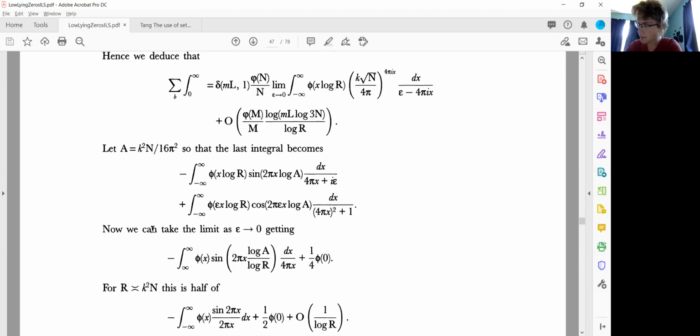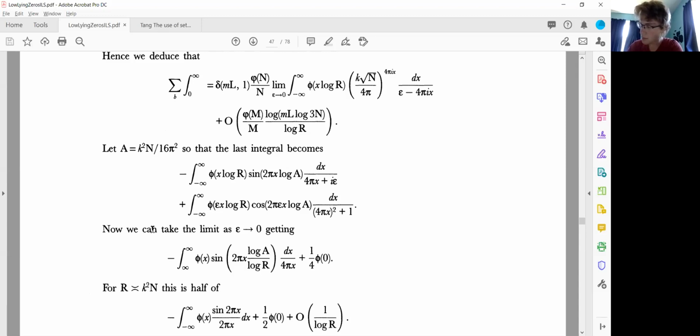So if you've seen a Cauchy distribution, the Cauchy distribution is 1 over pi, 1 over 1 plus x squared. And that integrates to 1. So this is slightly different than that. We have 1 over 4 pi x squared plus 1. The idea is as epsilon goes to 0, this second integral is essentially just integrating phi of 0 times the cosine of 0 times dx over 4 pi x squared plus 1. And the integral of 4 pi x squared plus 1, I guess, just goes to 1/4. And so that's the second integral.